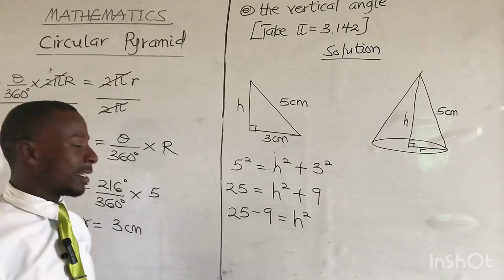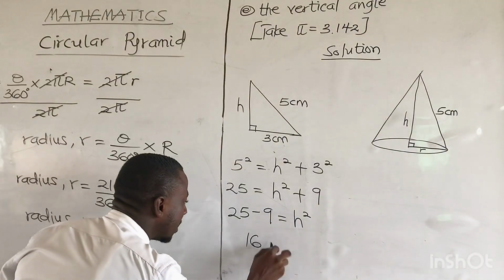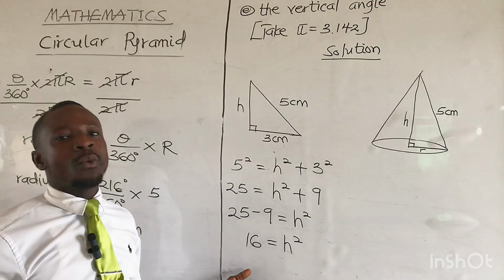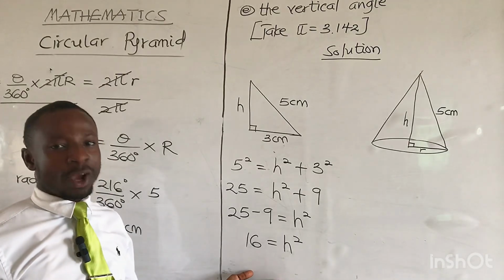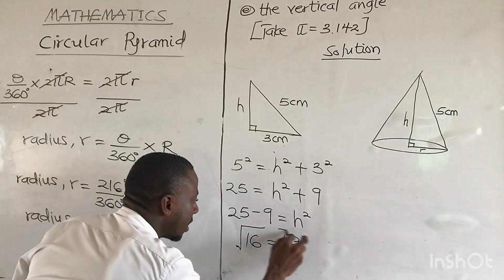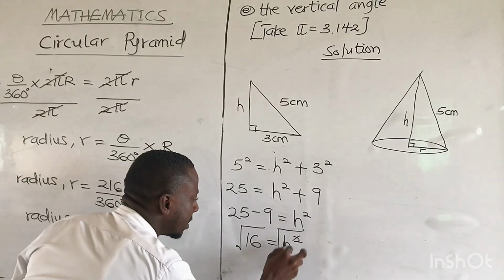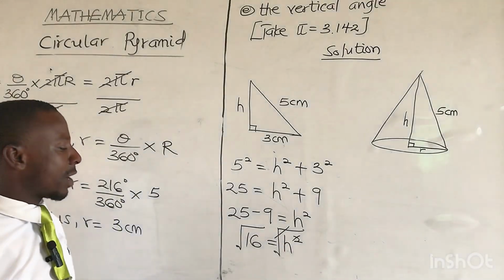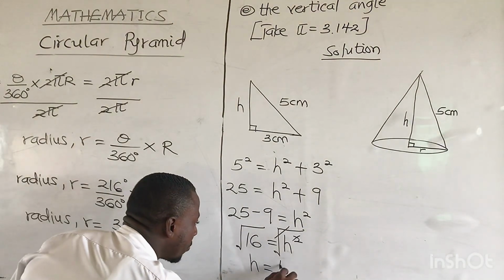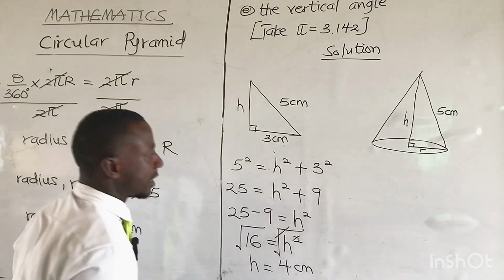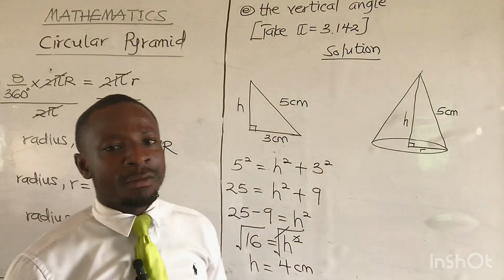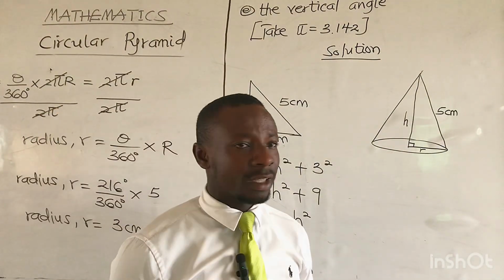25 minus 9, we have 16, is equal to h squared. Then we are going to take the square root on both sides. So square root of 16, and here square root of this. Then the square will cancel the radical sign. We have h to be 4 centimeters. So this will be the height of the cone.